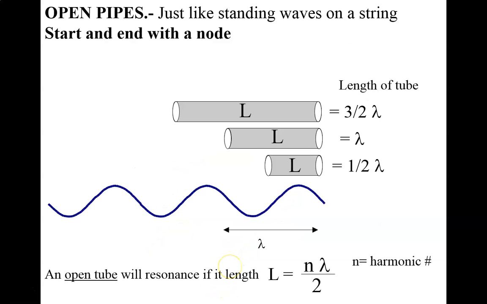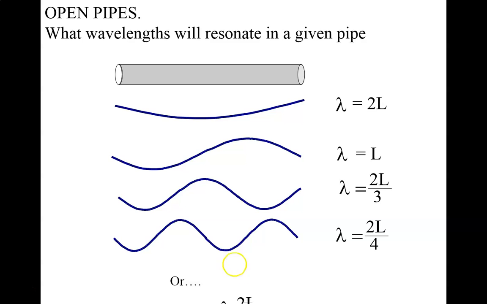Using that rule, L equals n lambda over 2. This is just to show you that for a certain length of pipe that's set, this is the relationship between these. Here I have half a wave, here I have a whole wave, here I've got 3/2 of a wave, and here I've got 4/2, so 2 waves in.